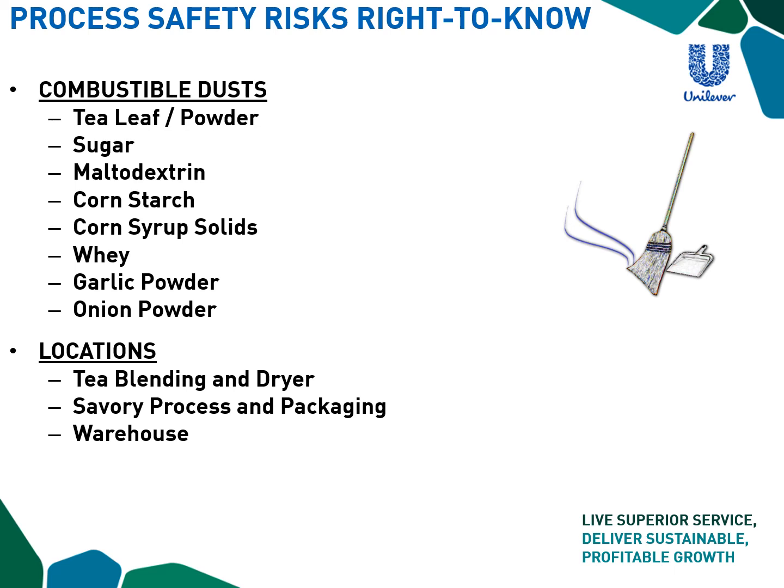Basically, most of our ingredients used both in savory and tea process can be combustible dust in the right conditions. That includes our tea leaf and powder, sugar, maltodextrin, cornstarch, corn syrup solids, whey, garlic powder, and onion powder, among other dry ingredients. These are located throughout the plant in tea blending and at the dryer, in all of our savory process areas and packaging, as well as in the warehouse.